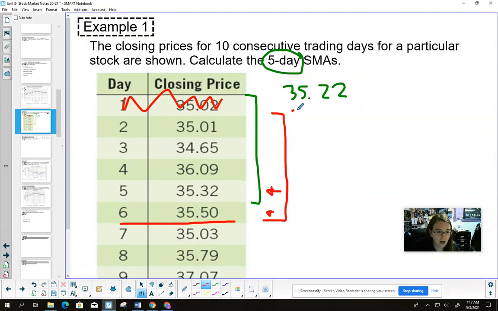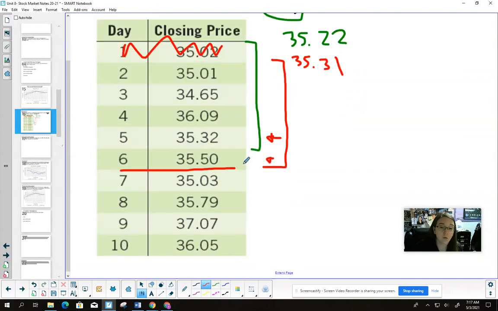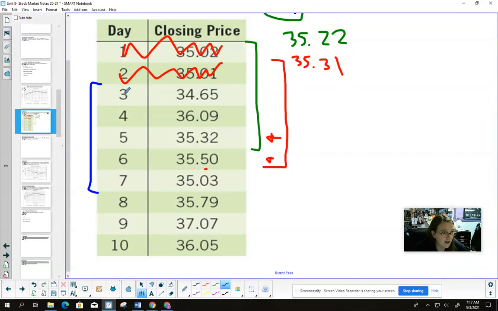Okay, for the second one, I got 35.31. So we are going to keep doing this. I'm going to show it one more time here. Then we again bump it down from there. Now we bump it down another day, so now we're going from 3 down to 7. 5 numbers at a time, add them and divide by 5.